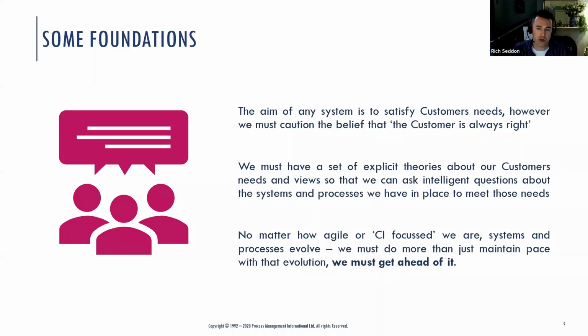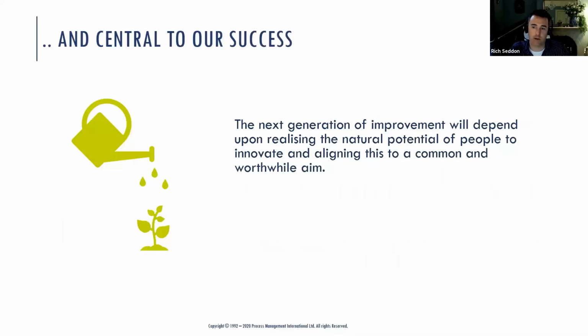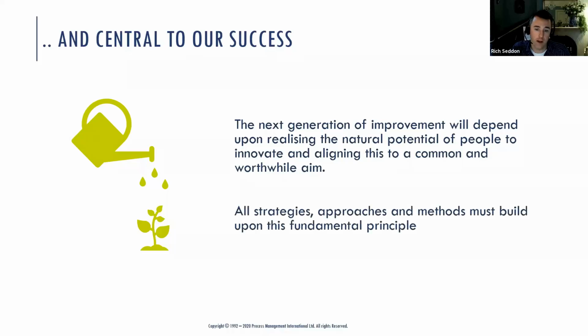So no matter how agile or continuous improvement focused we are, systems and processes evolve. And it's clear that we must do more than just maintain pace with evolution. We must get ahead of it. And central to that success is that the next generation of improvement will depend upon realizing the natural potential of people to innovate and align this to a common and worthwhile aim. All strategies, approaches, and methods must build on this fundamental approach.